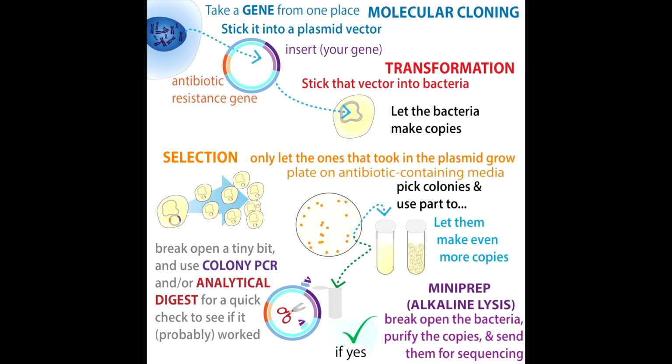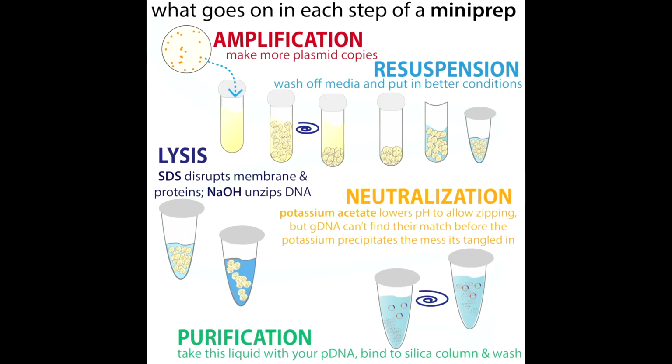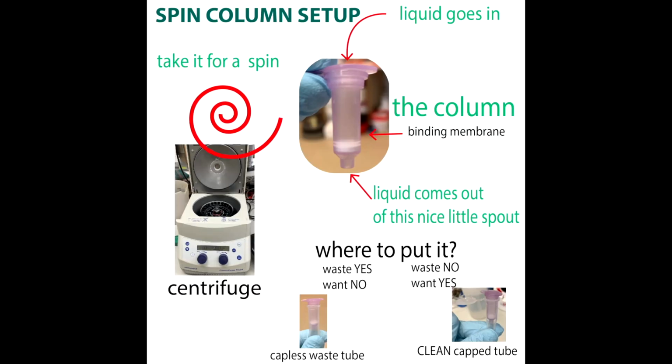So you can use a process called a mini prep, which is kind of a proprietary term, I guess, but basically it's alkaline lysis. So lysis means break open. Alkaline refers to basic, as in the opposite of acidic. So basically the idea here is that you break open the bacteria and then you purify out the copies. This is usually done with little spin columns. I have a post on those too that you can look at if you're interested.